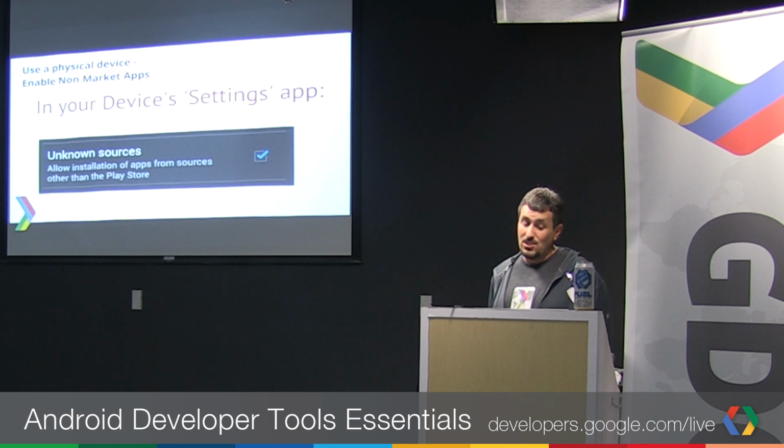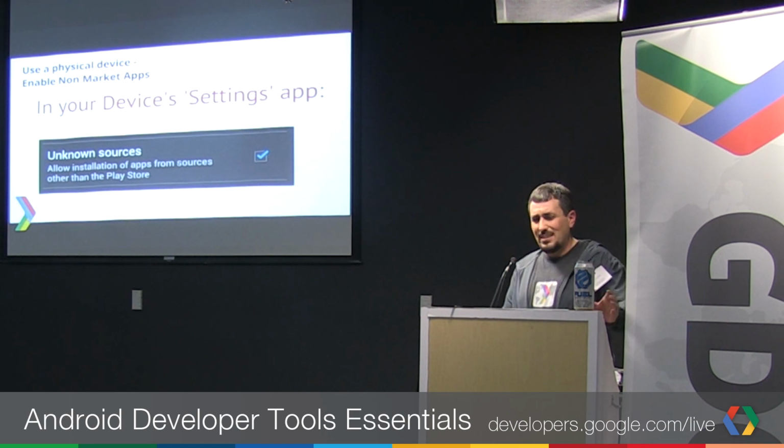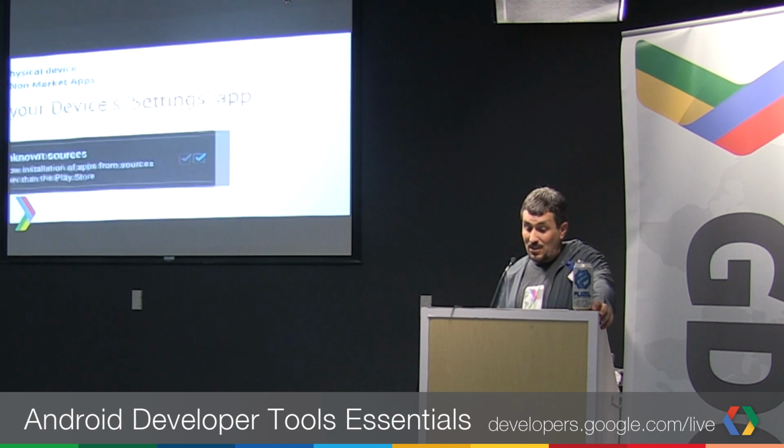The only thing you need to do is enable this checkbox in your device settings app. So basically, you just need to allow your device to run applications from outside of the Play Store, and you can run any app you want on your Android device. I'm sure there are some, maybe the Kindle Fire doesn't allow you to do that, but for the most part, any device is available now.